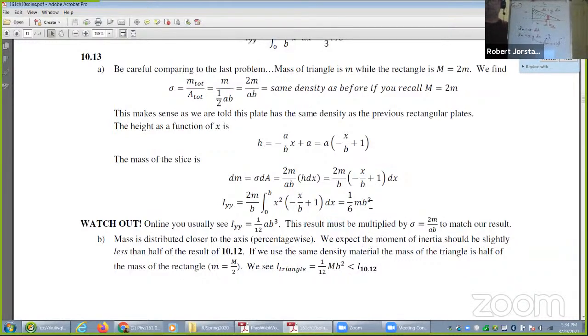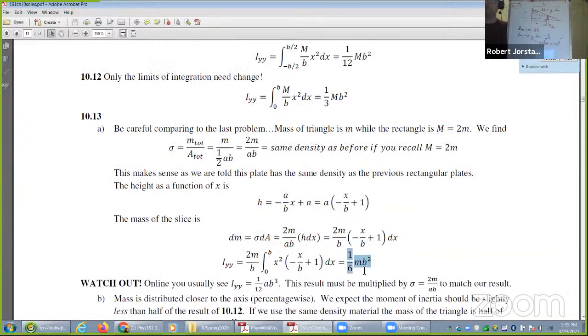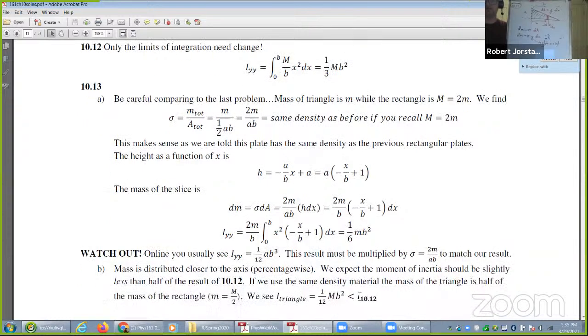You might be saying, wait, 1/6 MB squared. Isn't that exactly half of this rectangle? But it's not. You have to remember that the mass of the previous problem is twice as big. So it's actually 1/4 of the moment of inertia. Do you see that? So this mass is half as big as that mass. And so it's actually 1/12 of the previous problem. So it's less than half. Oh, I should be careful here. I should say less than 1/2 of that right there.